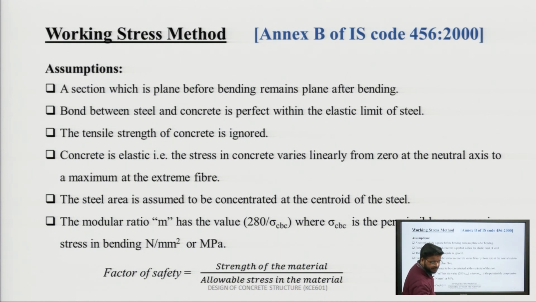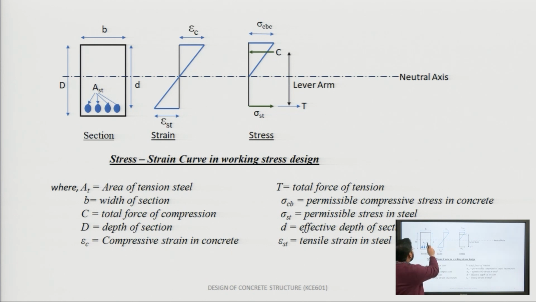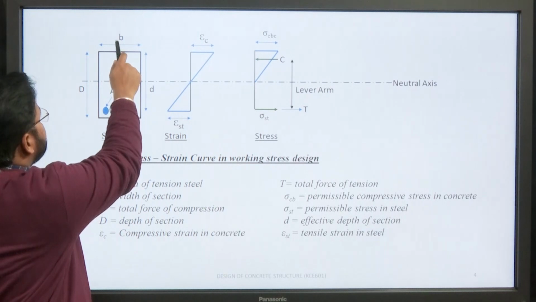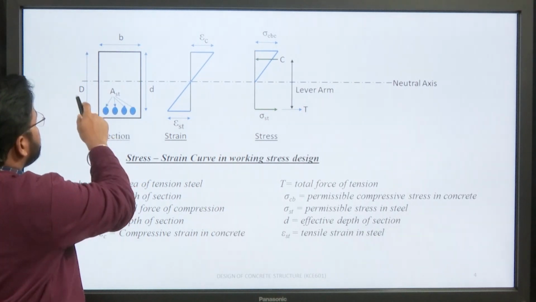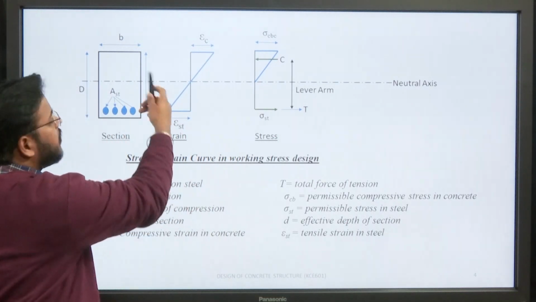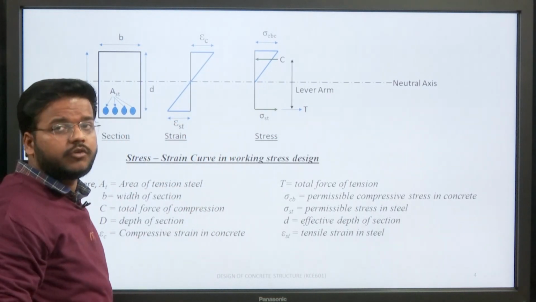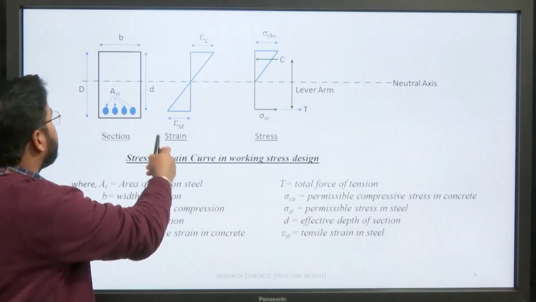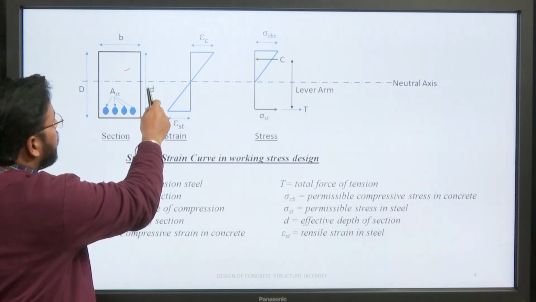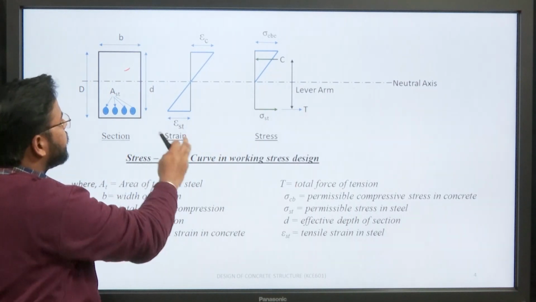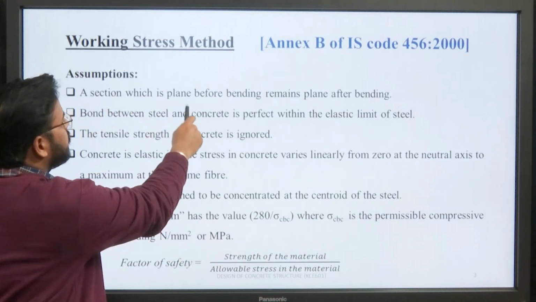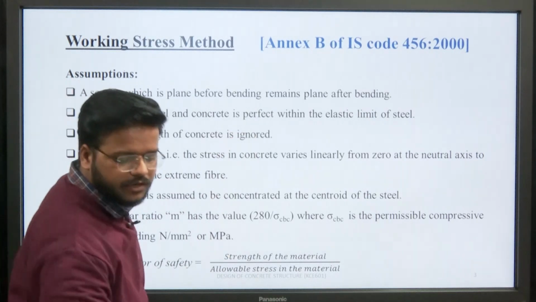It means let us take a cross section in which the width of the cross section is b and the total depth of the cross section is d. There is a neutral axis which differentiates the tension zone and compressive zone if we apply a uniformly distributed load on this simply supported beam. So the upper part is basically the compressive zone and the part below the neutral axis is the tension zone. So the first very important assumption was that a section which is plane before bending remains plane after bending.